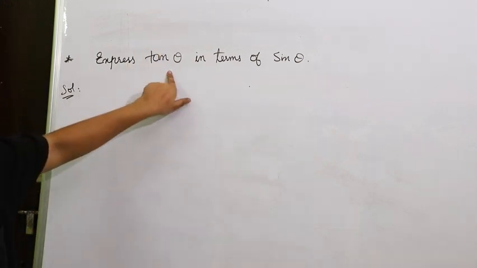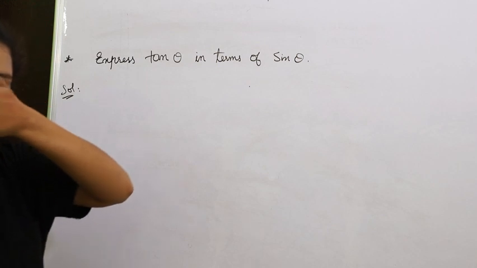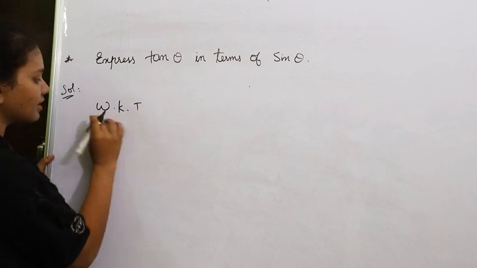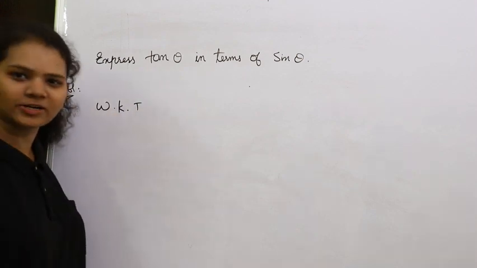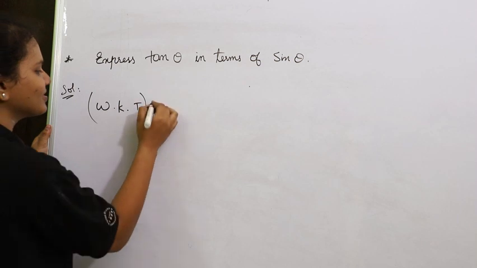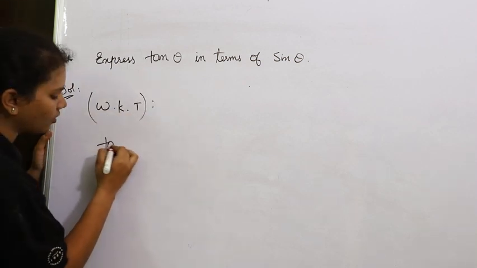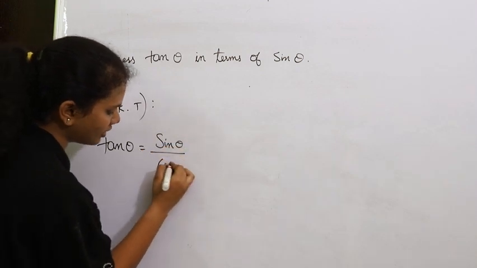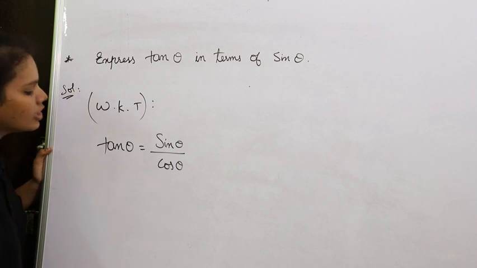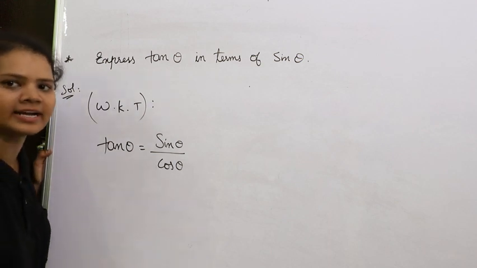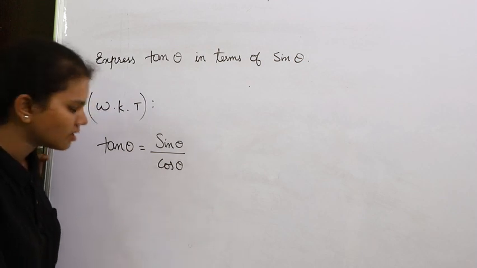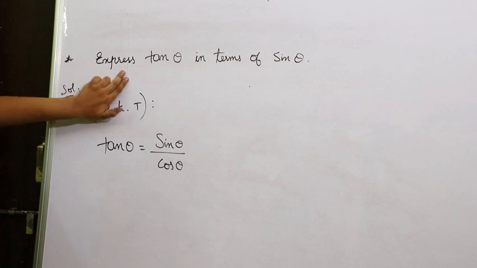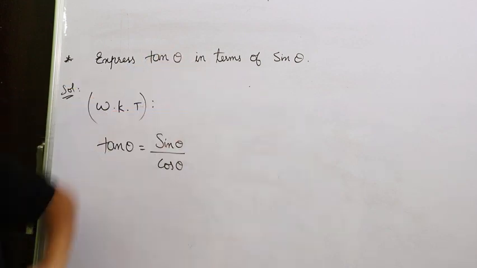Here we'll express tan theta in terms of sin theta. Express tan theta in terms of what? Sin theta. We know that, so I'm writing WKT. You don't write this type of shortcut in your exam, but now I'm writing it. We know that tan theta is equal to sin theta by cos theta. They are asking to express tan theta in terms of sin theta.